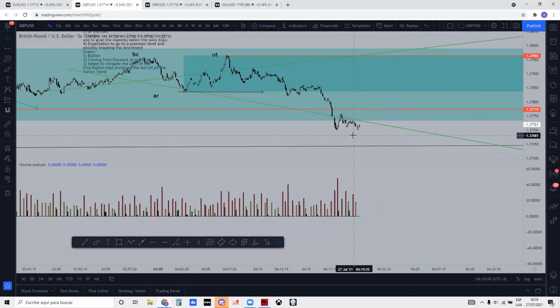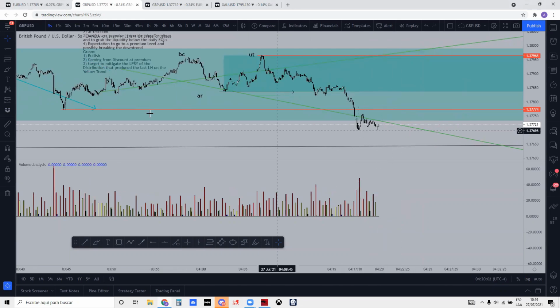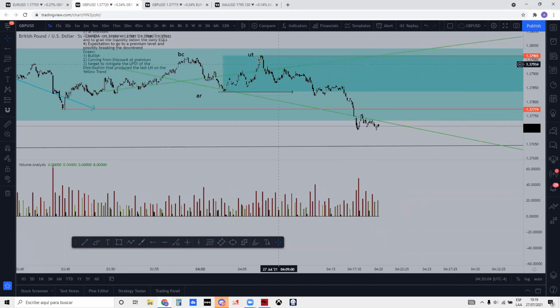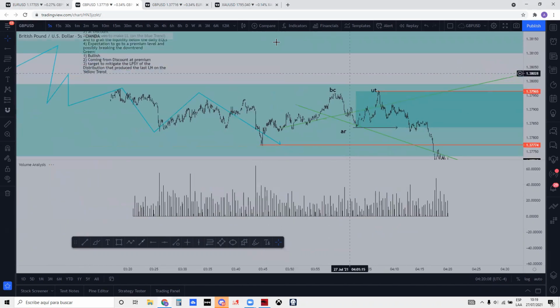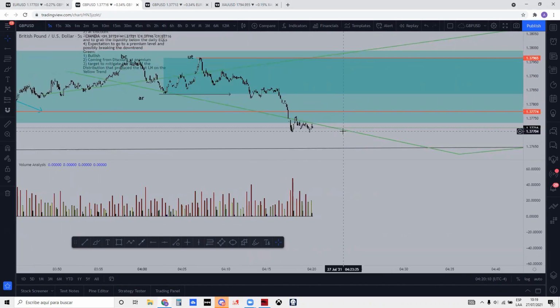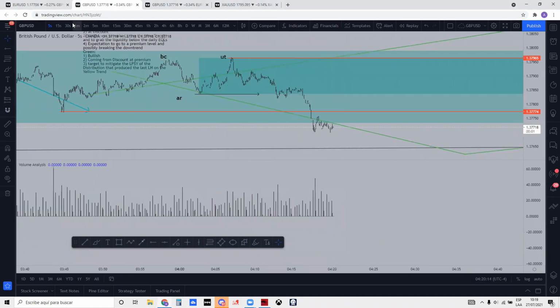But anyways, the fact that we have high volume at the bottom here makes me think that this high is not going to be respected. It's going to be broken very soon. Or at least the probability of that happening has increased.